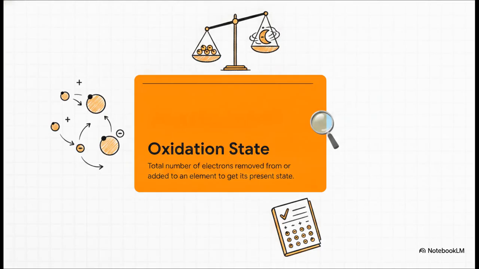At its core, chemistry is all about moving electrons around. An oxidation state, or oxidation number, they're the same thing, simply tells us the total number of electrons removed from or added to an element. That's it. It's just a bookkeeping system. If electrons are removed, the state is positive. If they're added, it's negative.